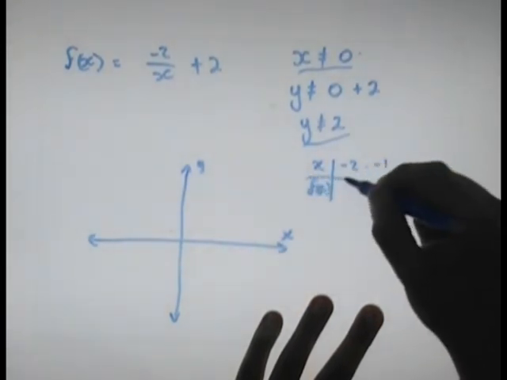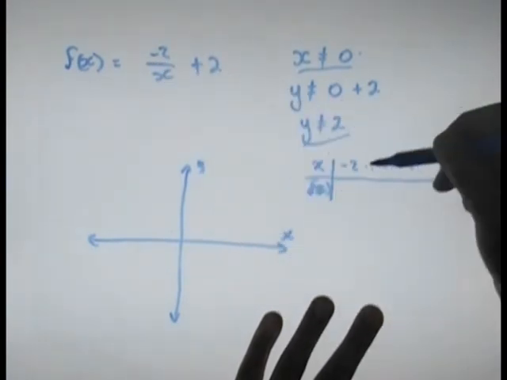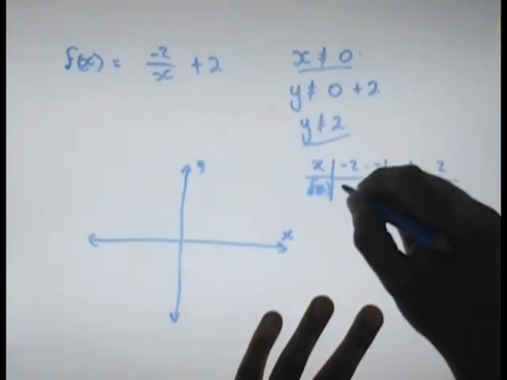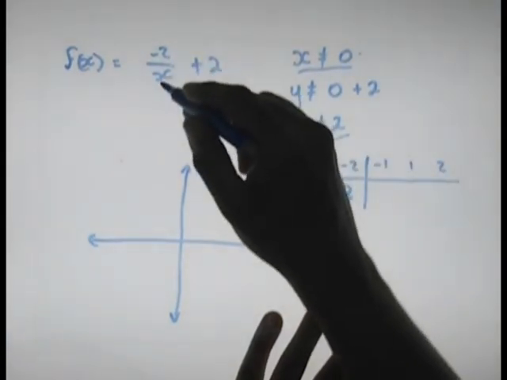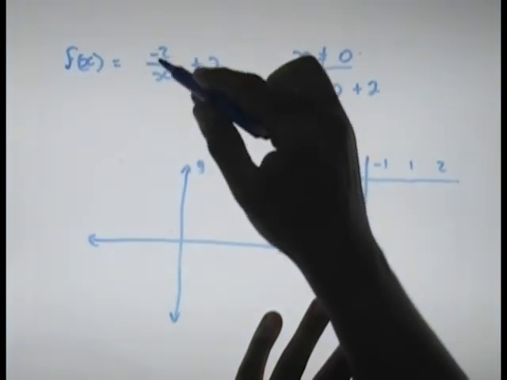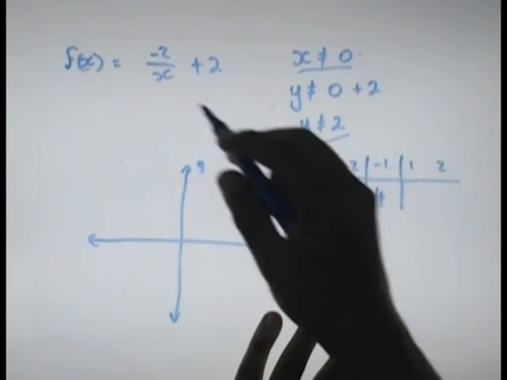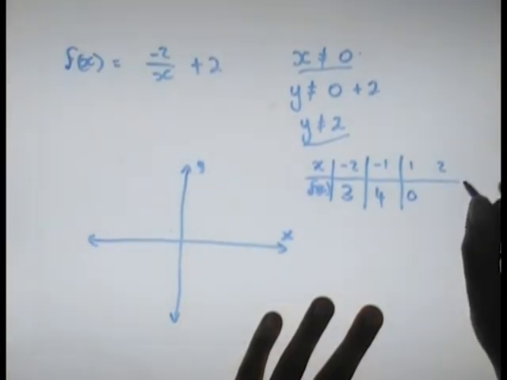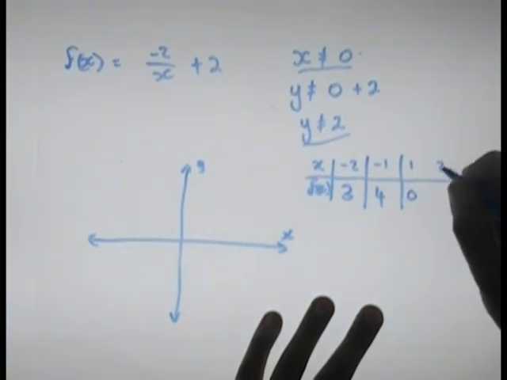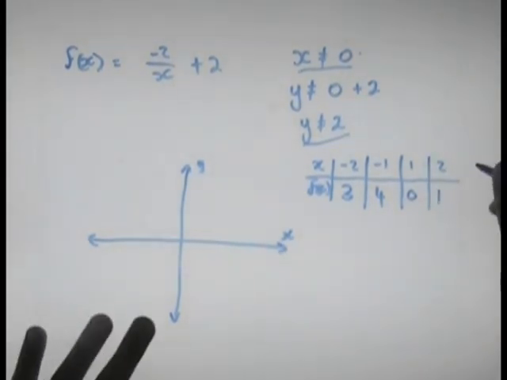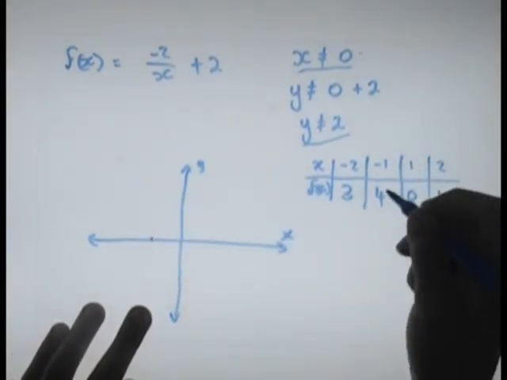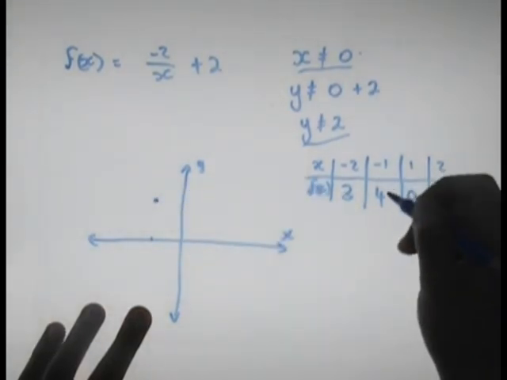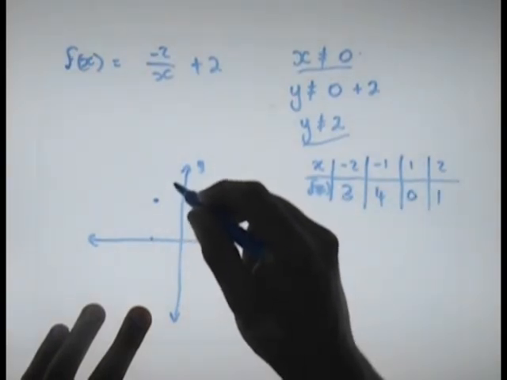My corresponding y values are going to be, if x is negative 2, that's negative 2 over negative 2, which is positive 1. Positive 1 plus 2 is equal to positive 3. Negative 2 over negative 1 gives me an answer of positive 2 plus 2 is 4. Negative 2 over 1 is negative 2 plus 2 is 0. Negative 2 over 2 gives me negative 1 plus 2 is positive 1. So an x value of negative 2 will give me a y value of 3. An x value of negative 1 will give me a y value of 4.